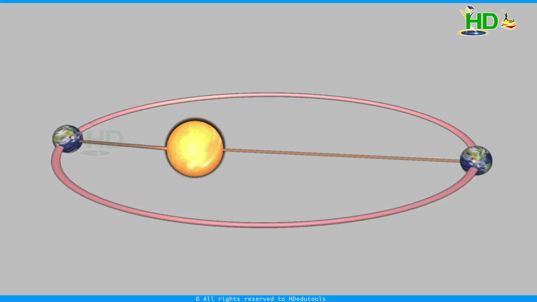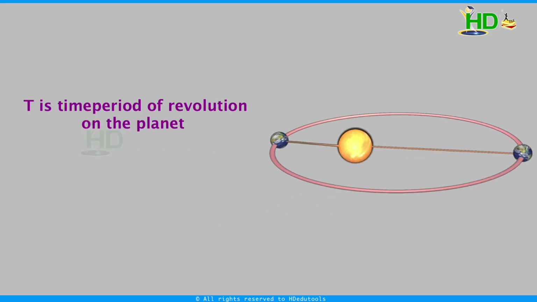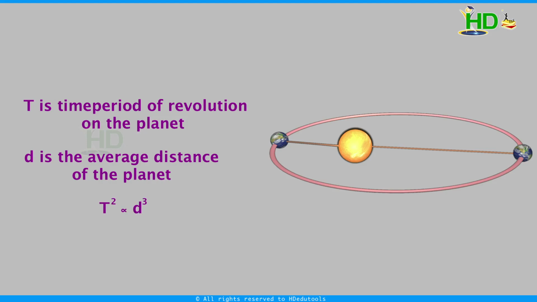Already we know that the length of the line drawn from Sun to planet is not constant. It is not the same in an elliptical orbit. Therefore, the distance between planet and Sun is taken as the mean or average distance of these two positions. If T is the time period of revolution of the planet and d is the average distance of the planet from the Sun, then Kepler's third law is T squared proportional to d cubed.